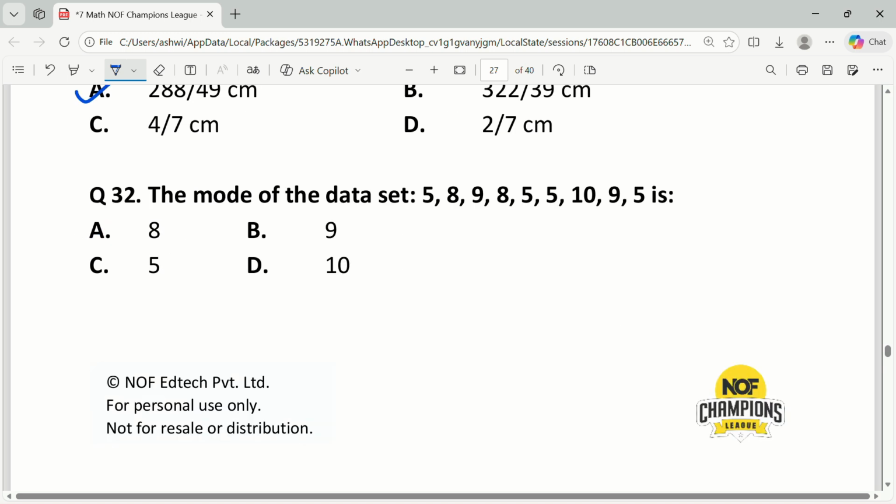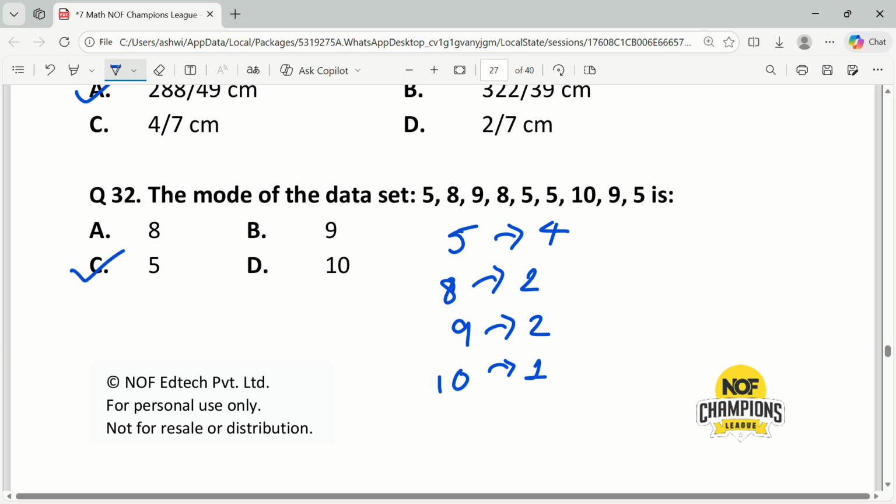Question 32. The mode of the data set 5, 8, 9, 8, 5, 5, 10, 9, 5 is listing the frequency of each number. The frequency of number 5 is 4 times. The frequency of number 8 is 2 times. Number 9 is 2 times and number 10 is 1 time. The mode is the value that appears most frequently in a data set. Number 5 appears most often, so the answer is C, 5.